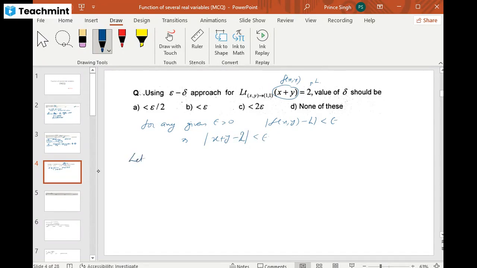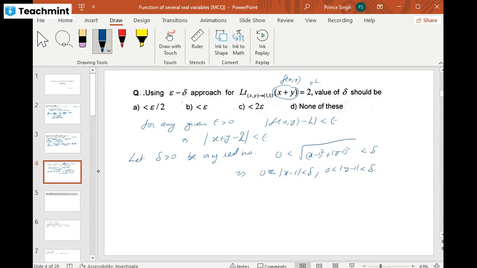So we are saying let delta greater than 0 be any real number such that these 2 points are very close, meaning x minus 1 whole square plus y minus 1 whole square should be less than delta. This will also give us two more conditions: x minus 1 is also less than delta, and y minus 1 is also less than delta.